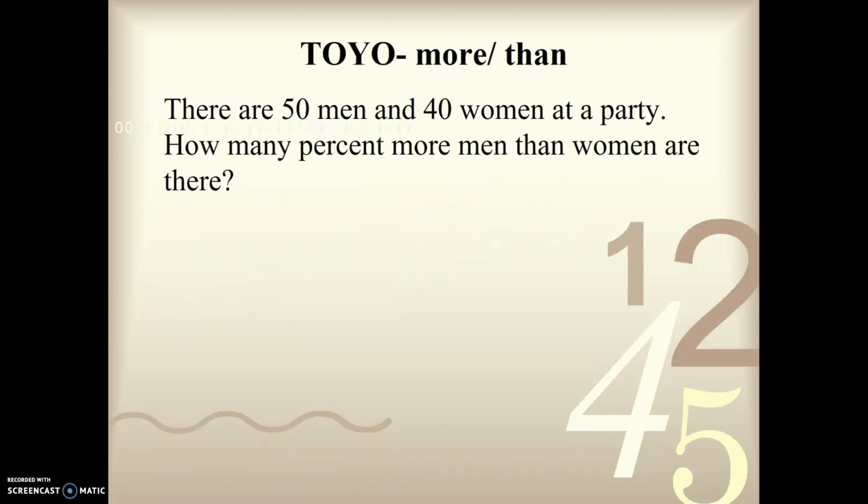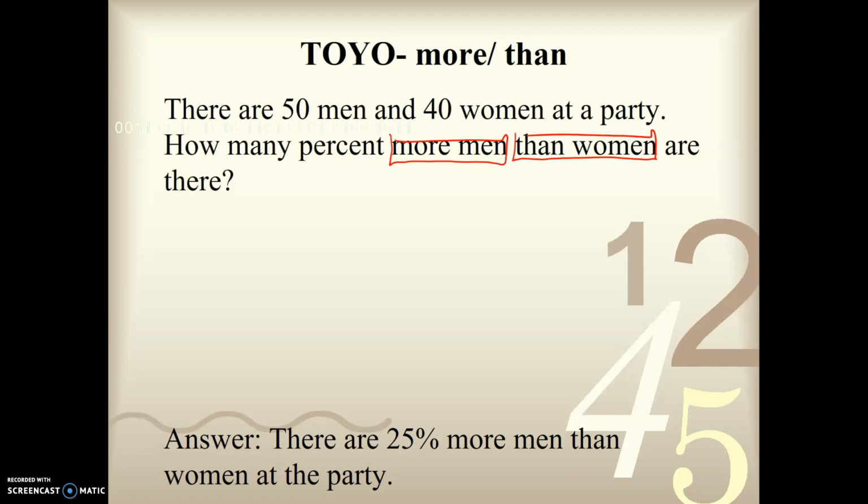All right, the next one is a TOYO, and it's a more than problem. Pause the video and come back and check your work. All right, there are 50 men and 40 women at a party. How many percent more men than women are there? So more men is boxed, and than women. So more men is going to go on the top, than women is going to go on the bottom.